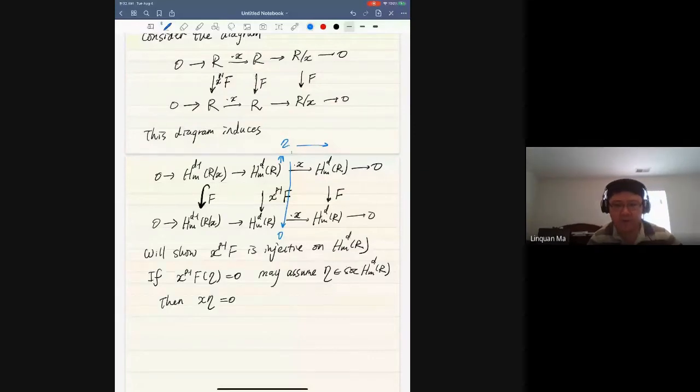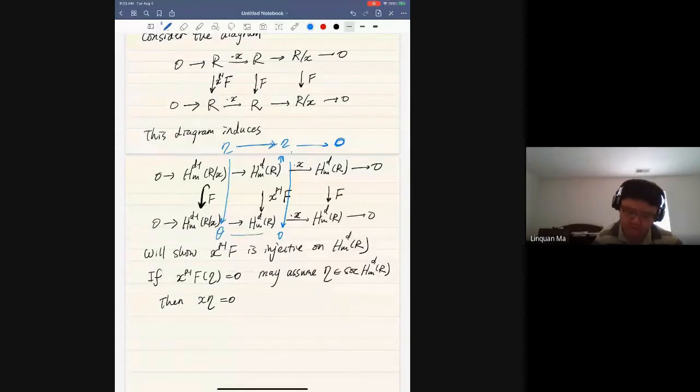But I can also assume eta is in the kernel, so I can also assume eta maps to 0 here, right? But then tracing this diagram, since eta has a trivial image when you map to H^d_m(R) and multiply it by x, eta is actually coming from here, okay? Because of the exact sequence. But then this eta has some image inside here. Let me call it theta here, right?